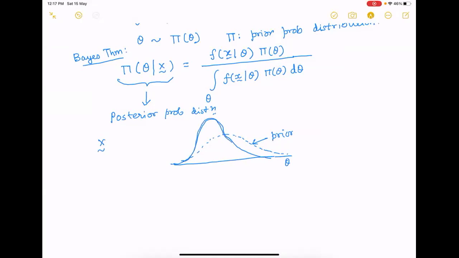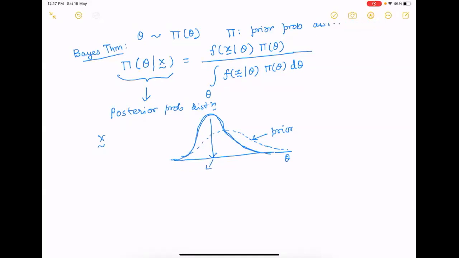Much sharper. I'm saying that most likely my theta is somewhere here with a much higher probability. Previously I didn't have much confidence, so it was slightly flatter, but now I have seen x tilde. So this was a prior probability, a prior belief. At that time I was thinking, okay, maybe theta is here, but now theta turns out to be probably here. So this is typically the posterior probability.